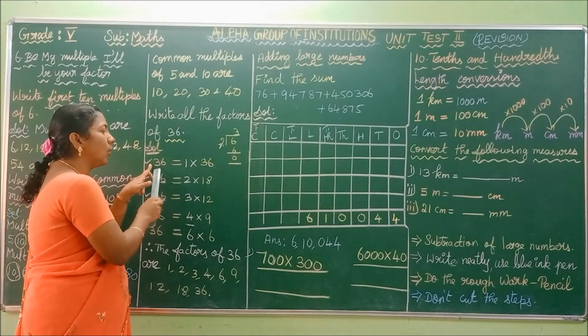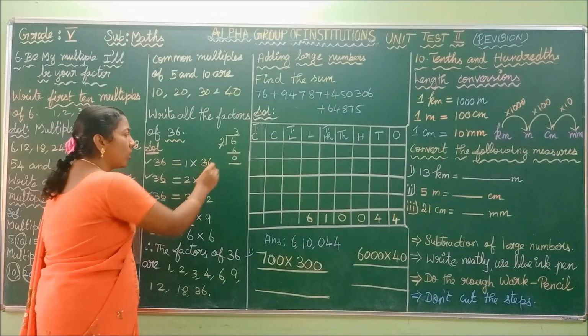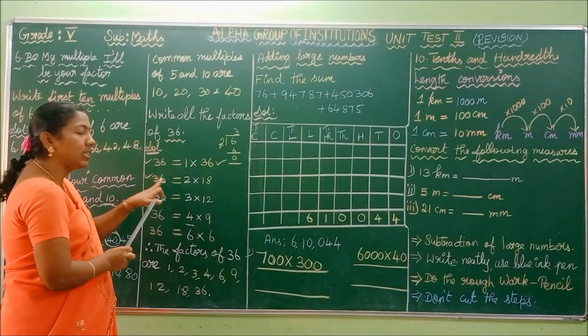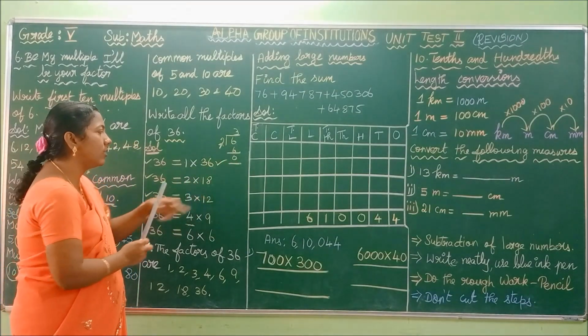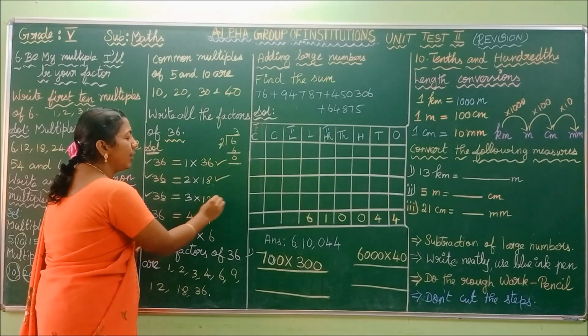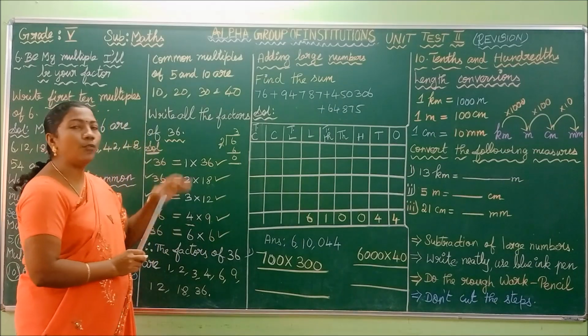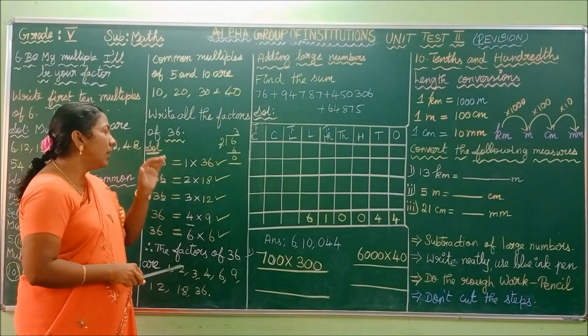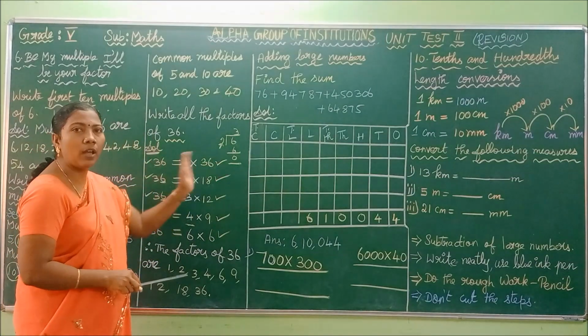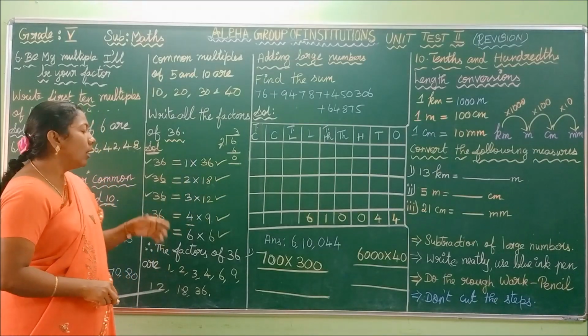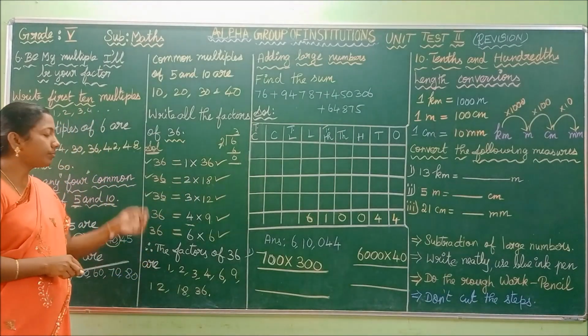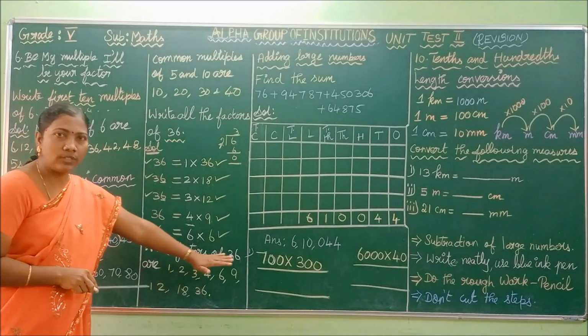Thus 36 equals 1 into 36. This is one of the possible ways. Similarly 36 equals 2 into 18. This is the next way. Similarly 3 into 12, 4 into 9, 6 into 6. Thus we have finished all the possible ways of writing 36 as the multiple of some other numbers. Now we are going to write all the factors of 36.